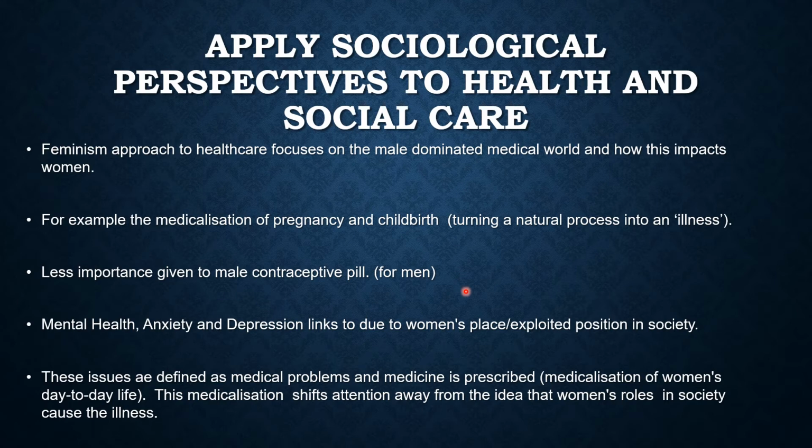Other areas we could think about in terms of gender and healthcare is this idea that contraception is mainly aimed at women. So there was a male contraceptive pill that began to develop. There was research done around it, but actually, we only have the female contraceptive pill. So why hasn't the male one been pushed forward?